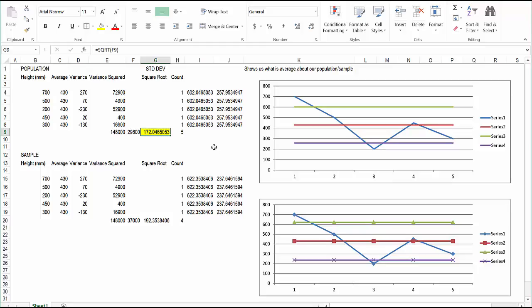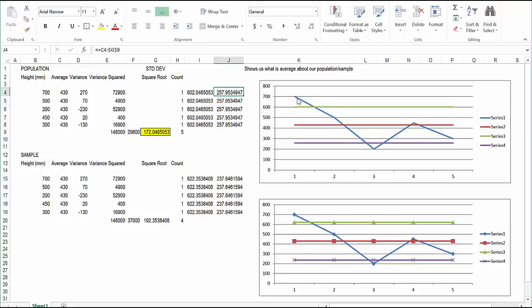Now, the other thing that I'm showing here is this number, which takes the average, the 430, and adds to it the standard deviation. So one standard deviation is what is being shown over here in this graph for the population. This is my population graph. And so the 602 point whatever is this green line right here. Then this line, the one down below, is this number: the 430 average minus the 1 standard deviation.